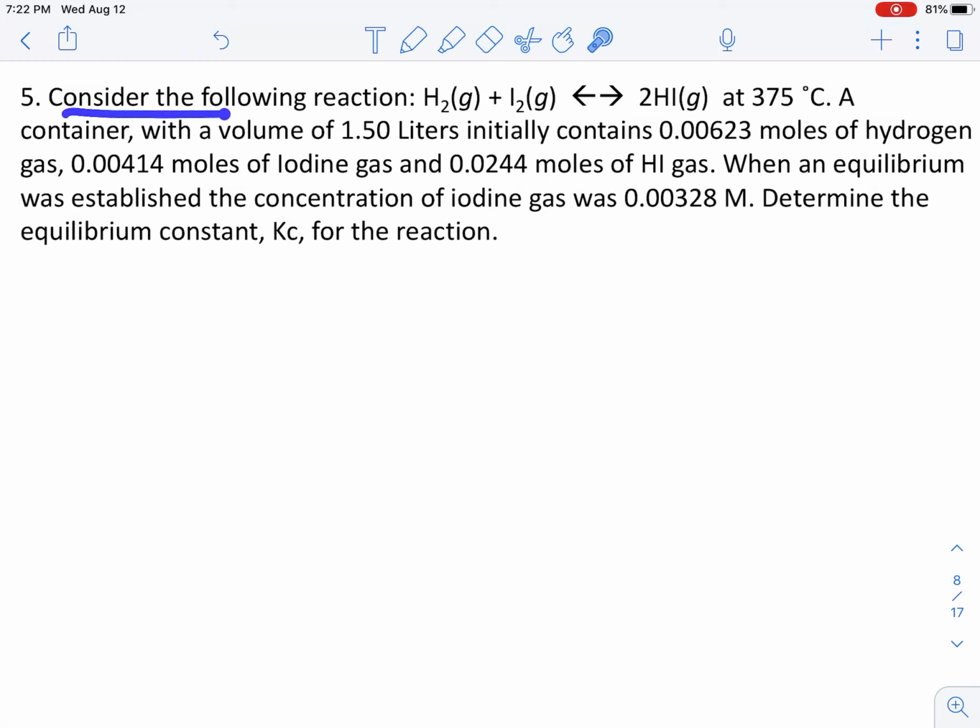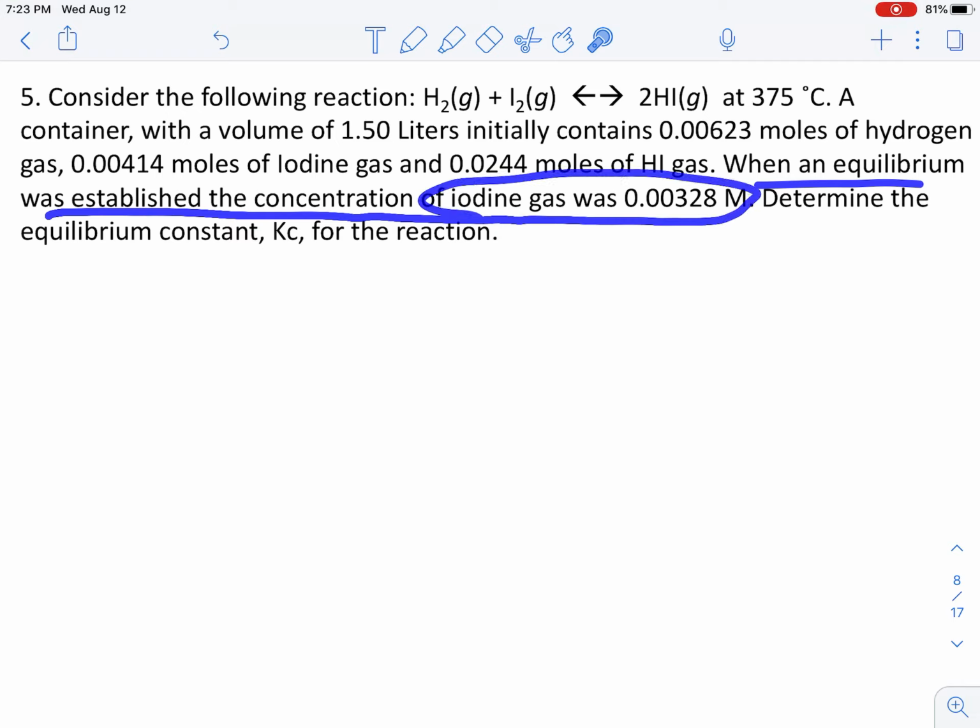So here we're going to consider the following reaction. This is our 5th example. Here we have H2 gas, iodine gas, and 2 moles of hydrogen iodide at this specific temperature. A container with a volume of 1.5 liters initially contains this amount of moles of hydrogen gas, this amount of moles of iodine gas, and this amount of moles of HI gas. When an equilibrium was established, the concentration of iodine gas was this amount.